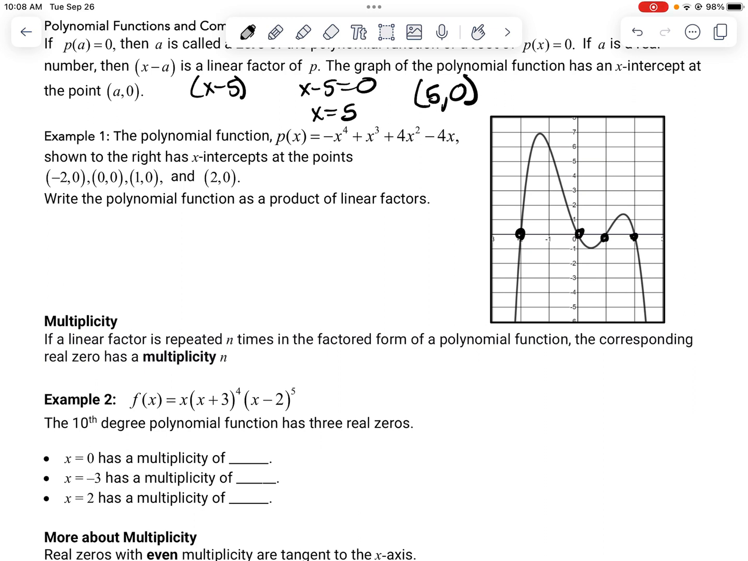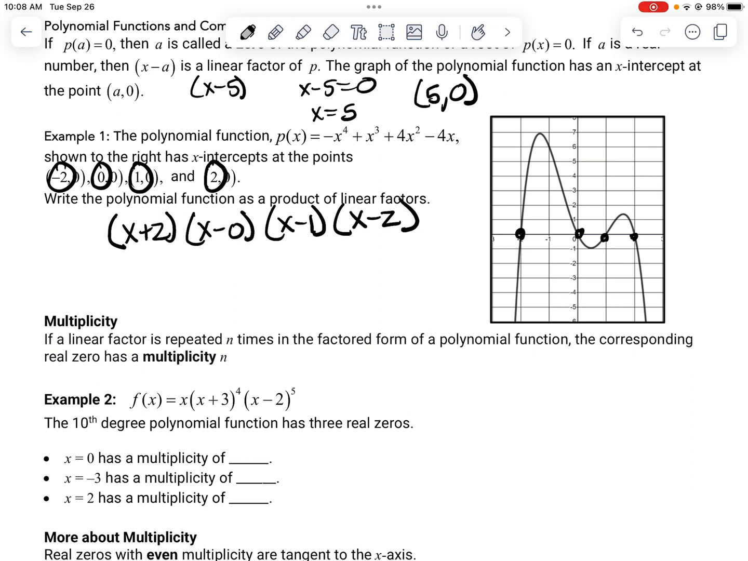So what are those linear factors? Well, if it crosses at -2, it's x plus 2. Crosses at 0, so that's just x minus 0. Crosses at 1, so x minus 1. And 2, so x minus 2. And now you might say, well, x minus 0, that's just x. So I could put that one in front and have x plus 2, x minus 1, and x minus 2.